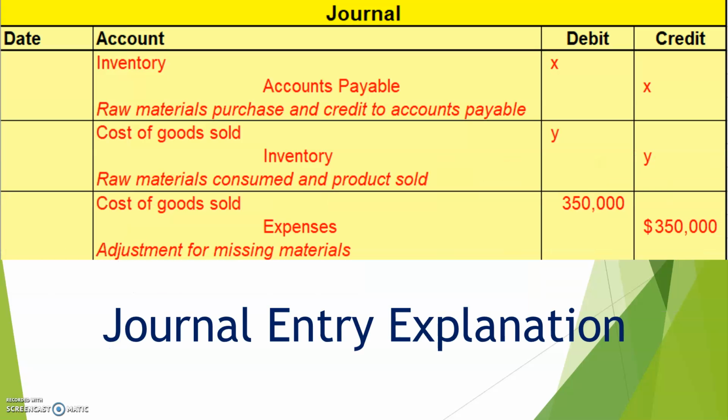Here's a closer look at the journal entries. When the inventory was paid for, accounts payable was credited as shown by X, and the new inventory was debited by the same amount. When sold, the products were recorded in inventory, shown by Y, and cost of goods sold, shown by Y as well. This amount, Y, was incorrect as we later found out. As a result, we had to make an adjusting entry in cost of goods sold as well as expenses for $350,000 shown here.